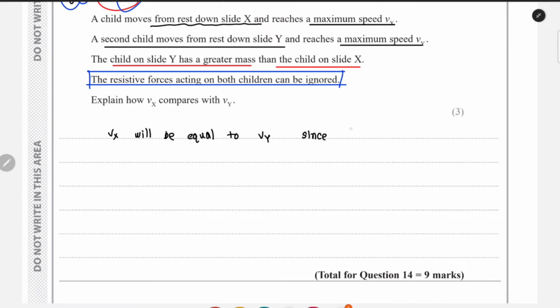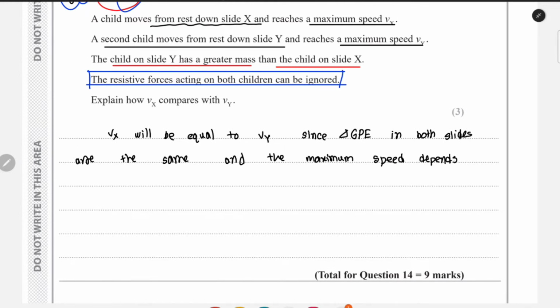Since the change in GPE in both slides is the same, the maximum speed depends on the height only and not on the mass of the children.